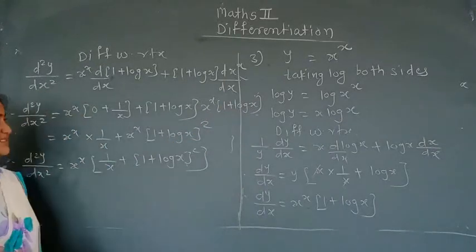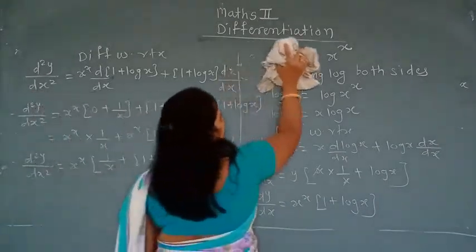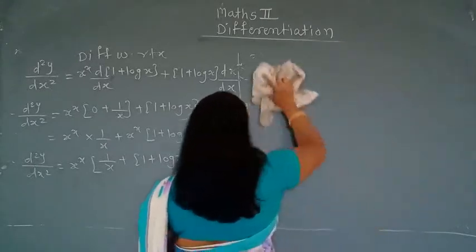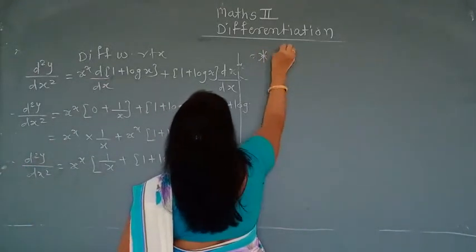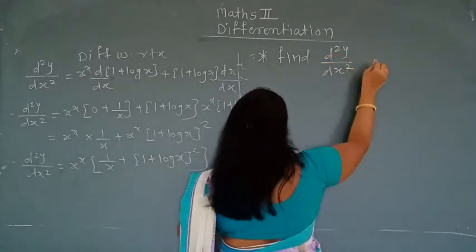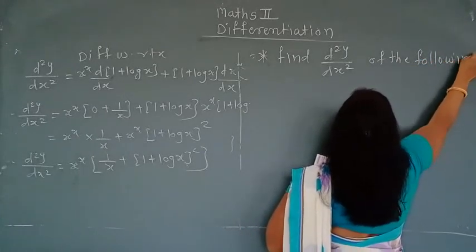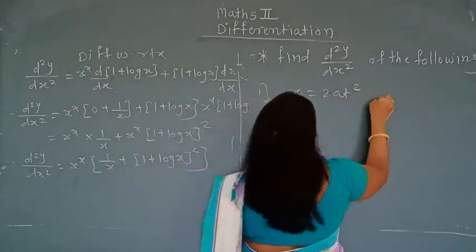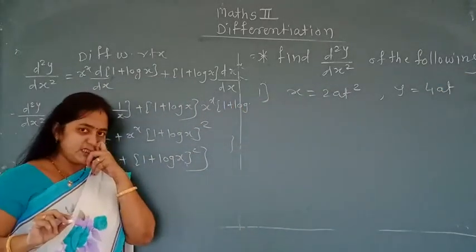Okay. Now next example, which is a parametric function. So we know that in a parametric function, x and y are given in terms of one variable. So next example: find the double derivative of y with respect to x square of the following function. x is equal to 2at square and y is equal to 4at, and I want the double derivative of y with respect to x square.